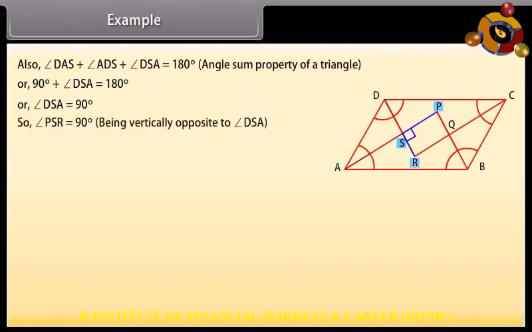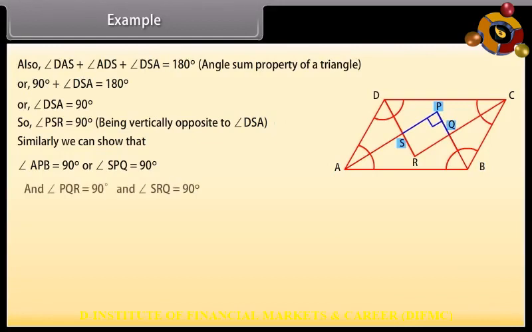So, angle PSR is equal to 90 degrees, being vertically opposite to angle DSA. Similarly, we can show that angle APB is equal to 90 degrees, or angle SPQ is equal to 90 degrees, and angle PQR is equal to 90 degrees, and angle SRQ is equal to 90 degrees.